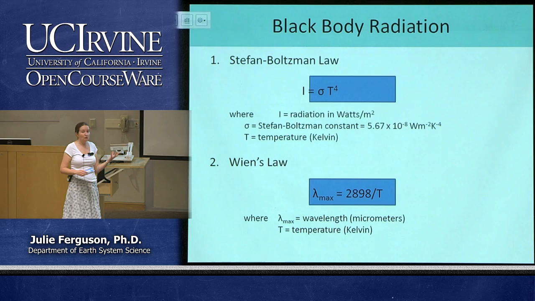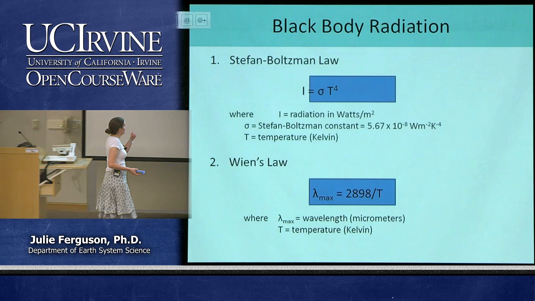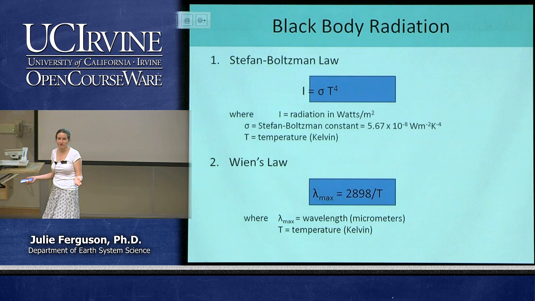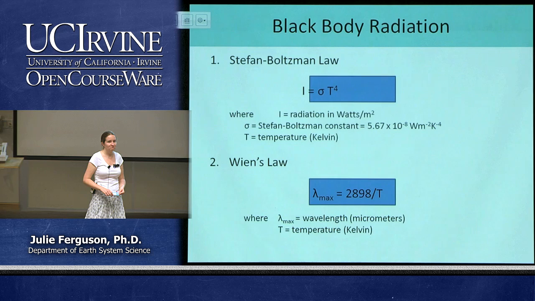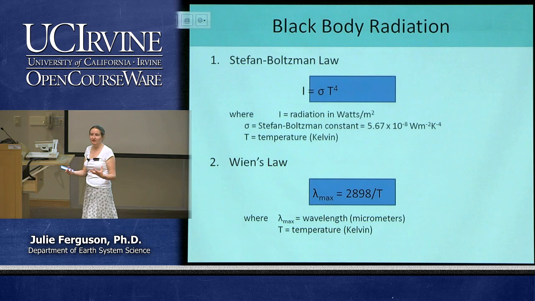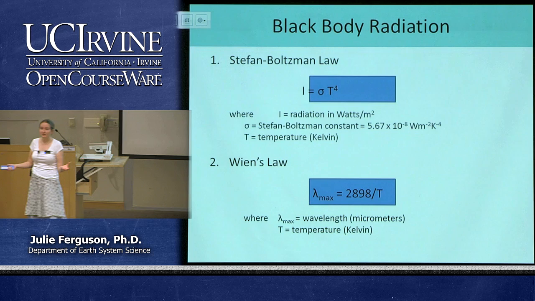And again, it's related to temperature. And that maximum wavelength of emission is 2,898 divided by the temperature. And what that should tell you, because I'm sure all of you are thinking this in your head, really, is that as temperature goes up, what happens to the wavelength? Goes down. So as temperature goes up, we're dividing by a bigger number, that wavelength will go down. So what that means is that the hotter an object is, the shorter the wavelength it produces.